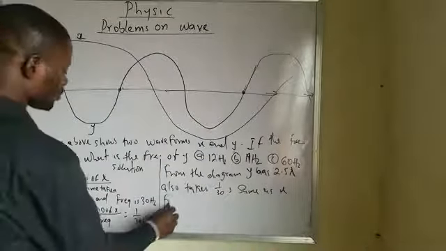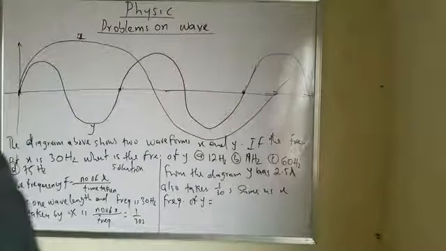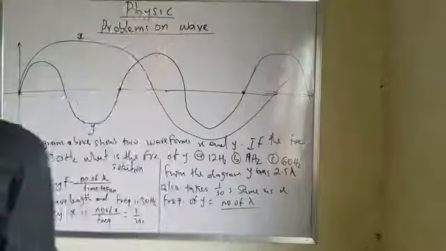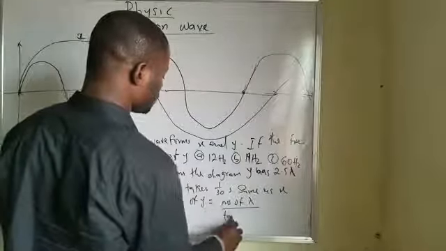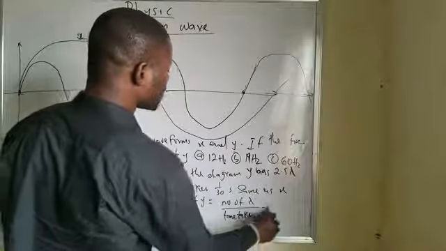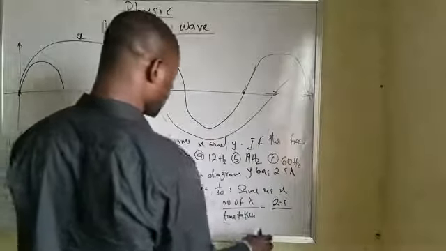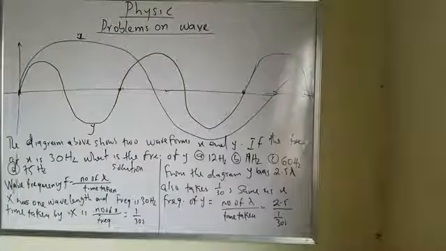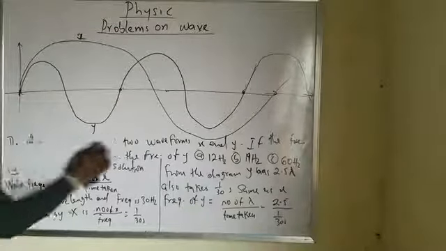Now, since I know that, I can say that the frequency of Y will be equal to the number of lambda divided by the time taken. What is the number of lambda? 2.5 divided by our time taken, which is 1 all over 30 seconds. Permit me to rub this side of the question.